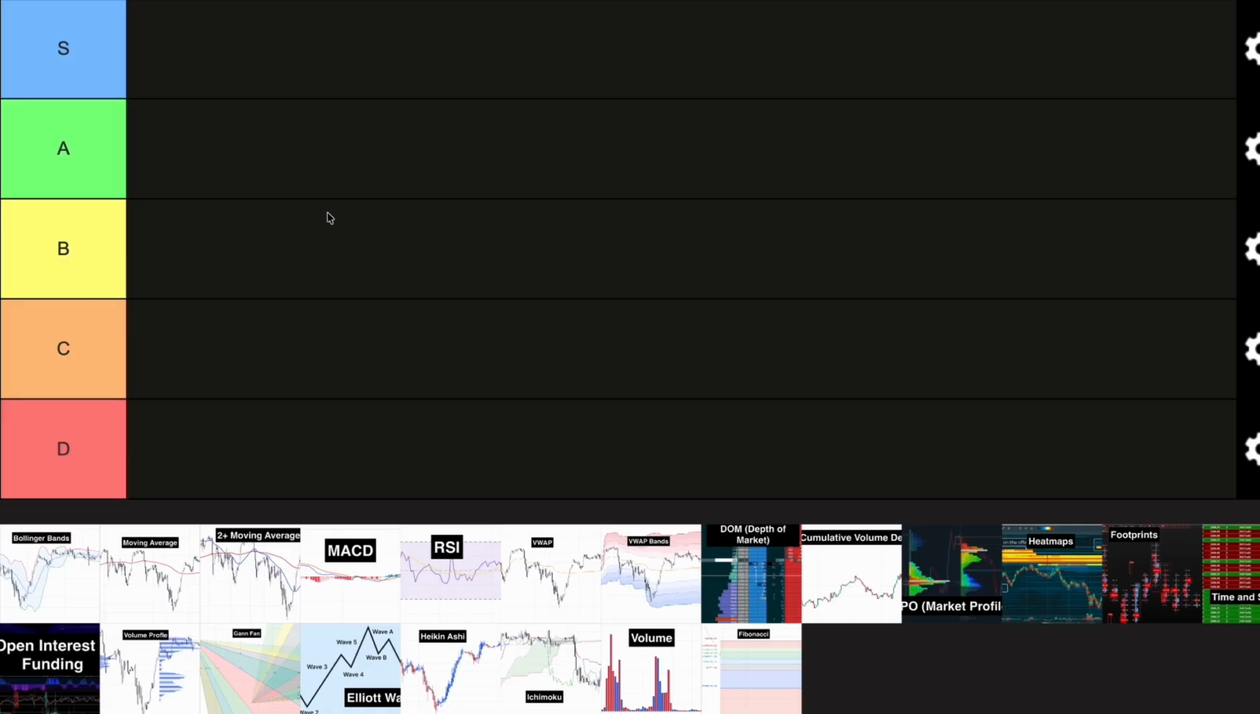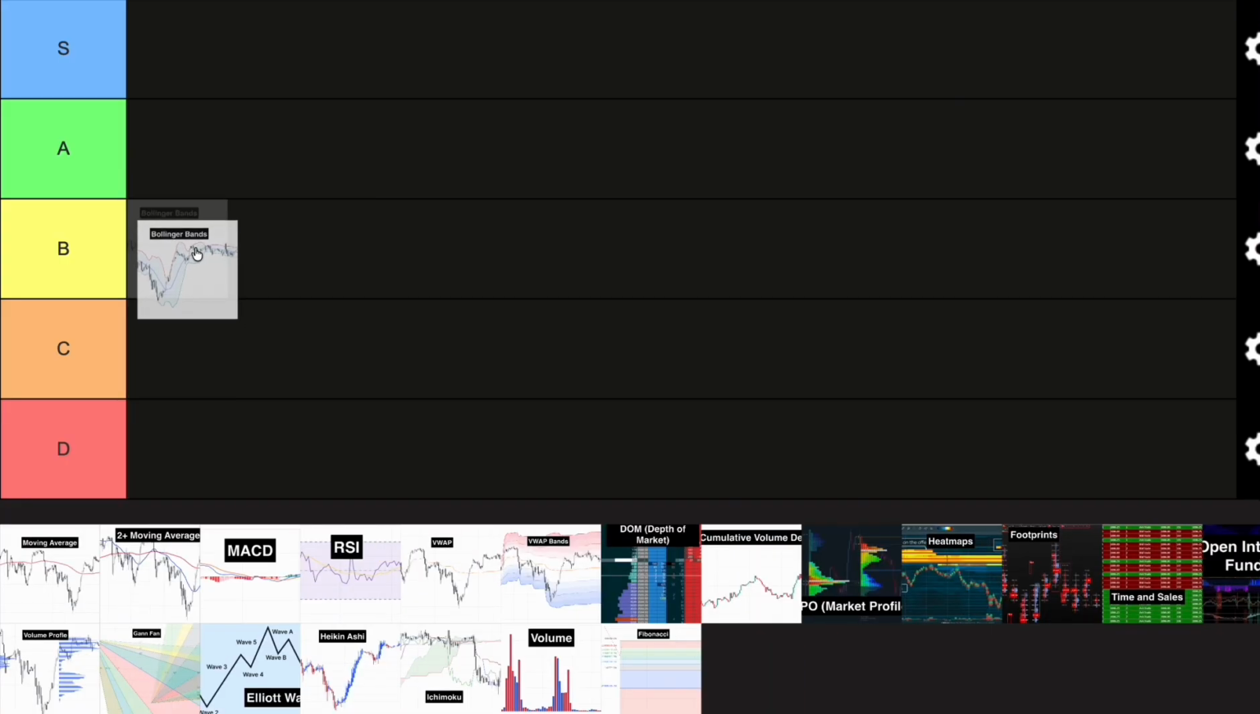So let's get started. First thing first, let's go with Bollinger Bands. Bollinger Bands, I'm just going to put them into C for now. That will change depending on the other indicators, and as we go, I might swap them and move it higher or lower depending on the other indicators, and as you add them, you kind of compare them to the previous indicators. So Bollinger Bands is C.